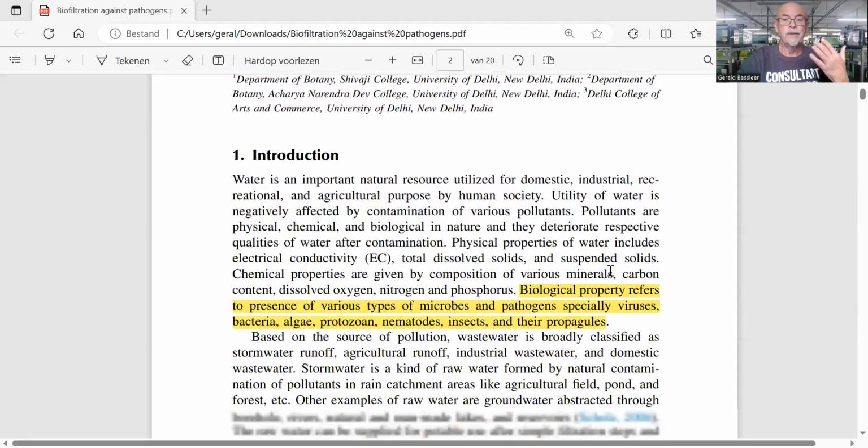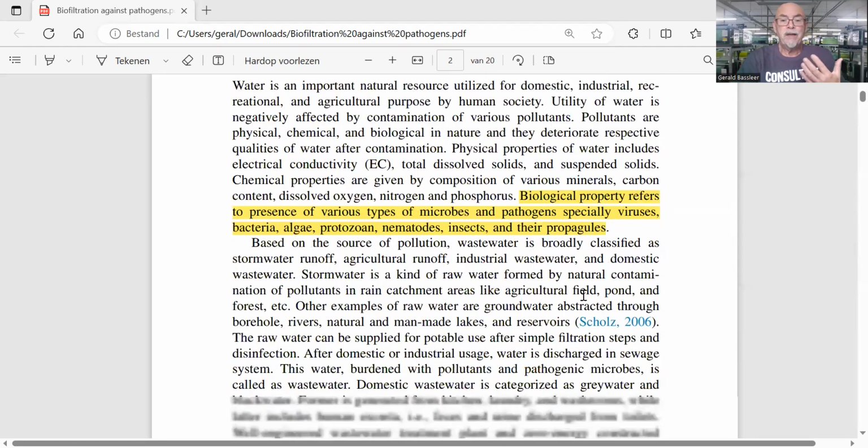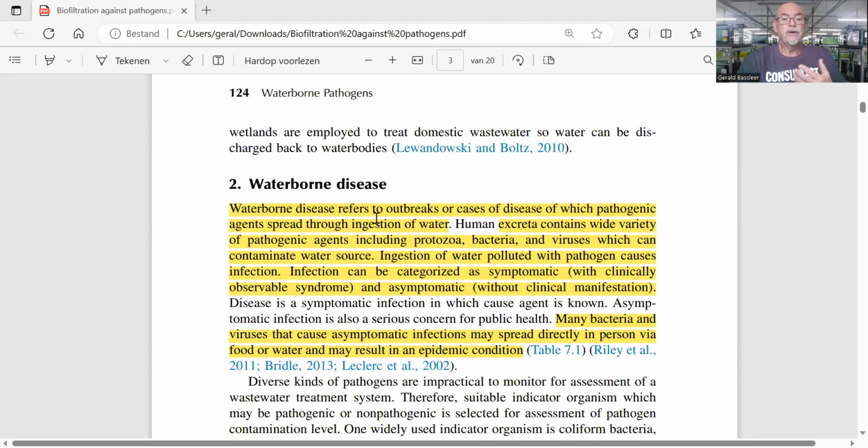aquarium water. And particularly the thing I want to pull out of this article is that the biological property refers to the presence of various types of microbes and pathogens, especially viruses, bacteria, algae, protozoa, nematodes, and insects, and their propagules. Well, those are the kinds of types, you can say, which can be eliminated by biofiltration. Waterborne disease refers to outbreaks or cases of disease of which pathogenic agents spread through the ingestion of water.